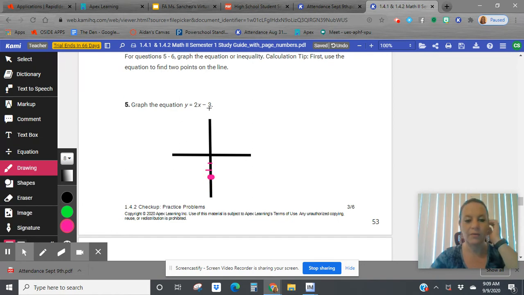That's my beginning y-intercept. And then I'm going to count a slope of up 2 over 1, up 2 over 1, up 2 over 1. The best you can do here is a quick sketch.